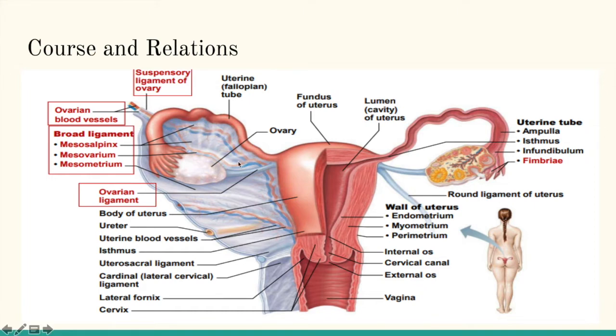We see the relations. The entire fallopian tube and the uterus are covered by a thin layer of broad ligament. The part of the broad ligament which is located between the mesovarium and the fallopian tube is known as the mesosalpinx. So first thing you have to know is what is meant by the mesovarium.